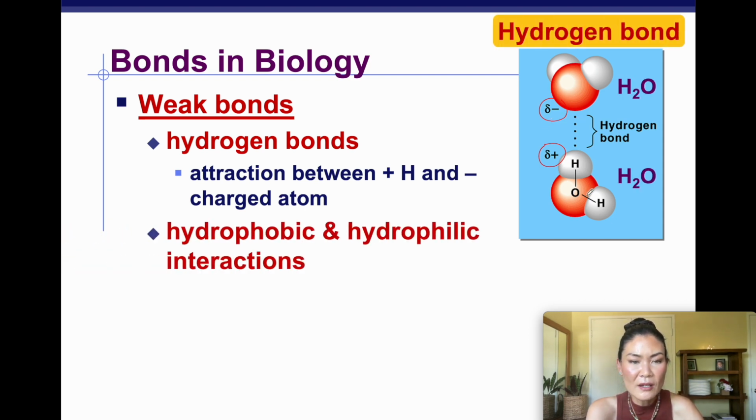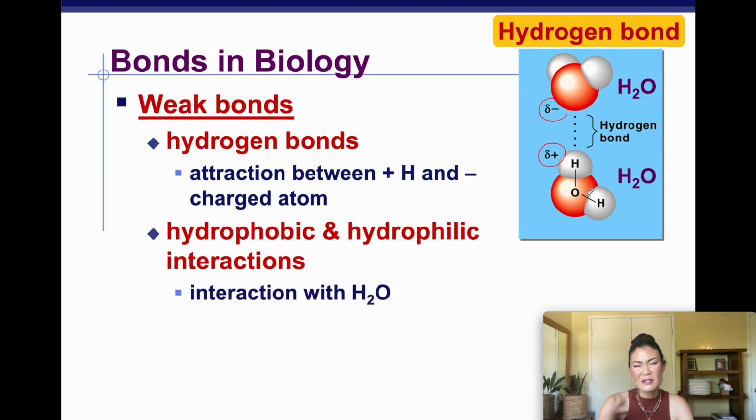Okay, and then there's also hydrophobic and hydrophilic interactions. It's a type of weak bond where things that are afraid of water, that's hydrophobic, right? Because hydro refers to water, phobic refers to phobia, you're afraid of. And so things that are afraid of water are not going to interact with water. Okay, they're going to repel.